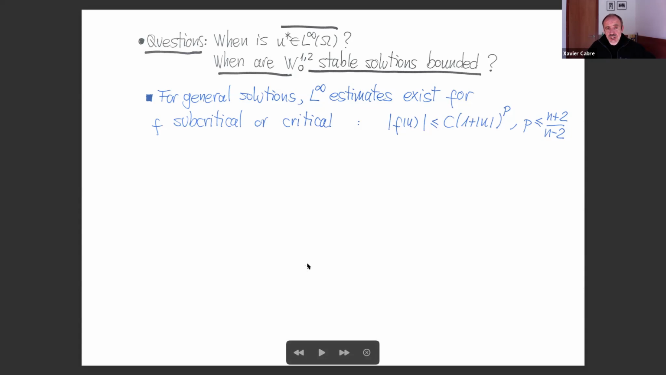One comment: for general solutions, which by general means not necessarily stable, L infinity estimates are very hard to prove. And in fact, in general, for the reaction diffusion equation, they hold only when the nonlinearity is subcritical or critical, which is this, all right? But now we restrict to this special class of local minimizers of the energy, or if you want, stable solutions, all right? And we try to see if we can say more.